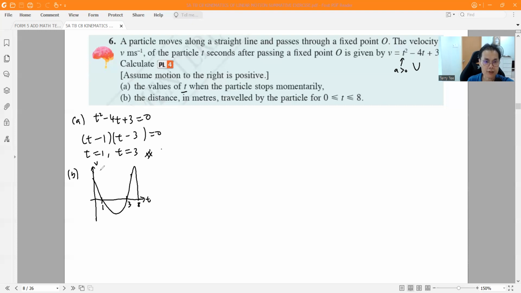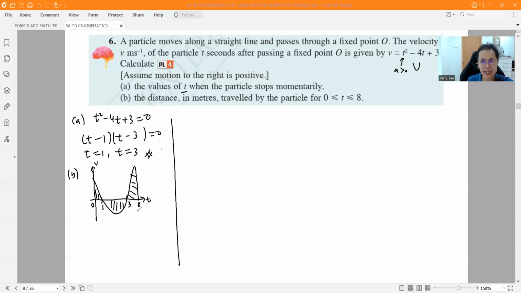So we know we have to find 3 parts to it. First part, 0 to 1. Second part, 1 to 3. Third part, 3 to 8. Now you can use definite integral. That means you integrate 0 to 1, because in a velocity-time graph, the area under the graph represents the total distance traveled, but you have to integrate 3 separate parts. All right, 0 to 1, 1 to 3, 3 to 8.